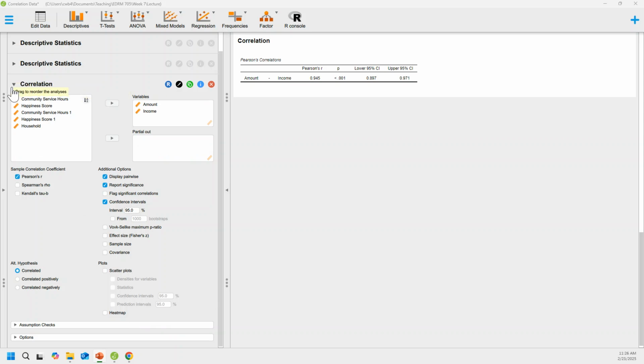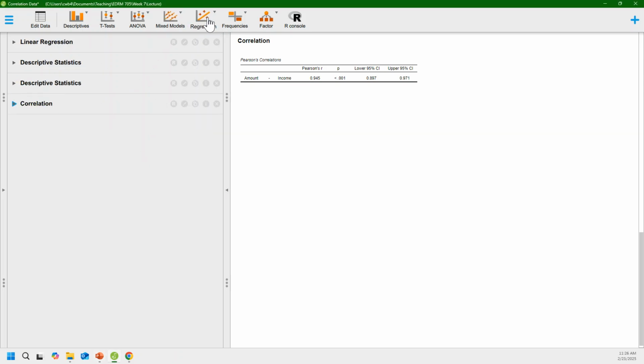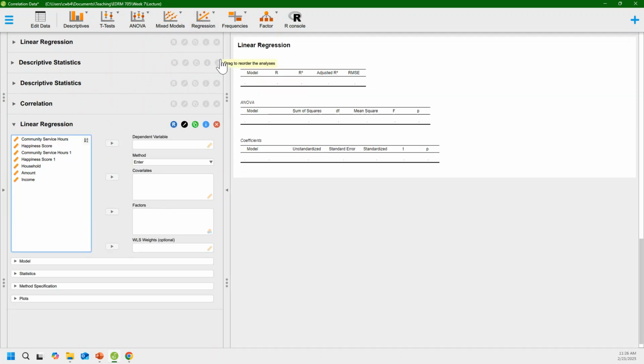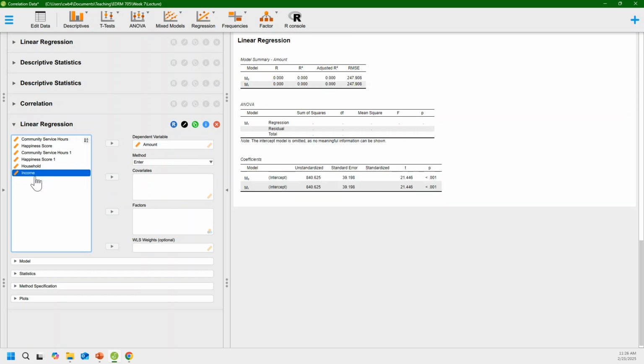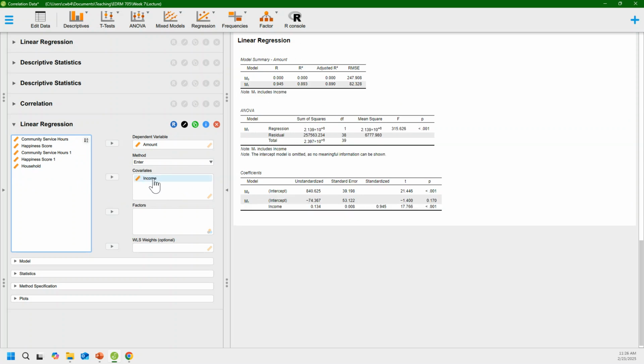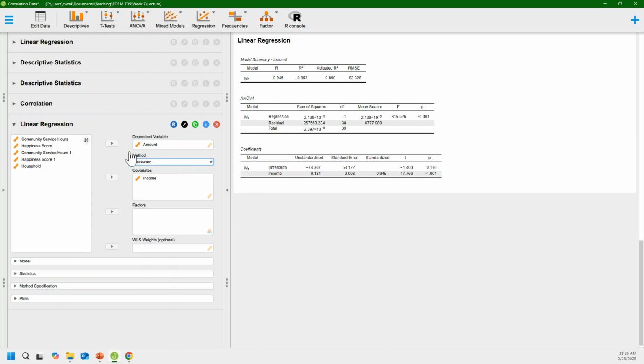So that regression stuff is going to come from the regression menu in linear regression here. My dependent variable, that's our y, that's the amount of groceries. And then my income is my covariate, that is my x. It always goes in the covariate. I'm going to choose backward here. We'll talk about what that truly means in our next lecture video. But these are the coefficients for our study.